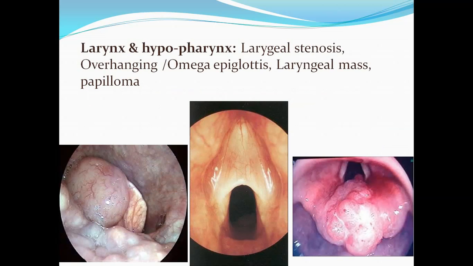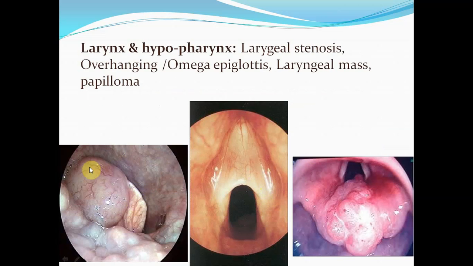The causes in the larynx and hypopharynx: a condition like laryngeal stenosis, either congenital or acquired post-traumatic, and an overhanging or large epiglottis. A large epiglottis can be one of the causes.